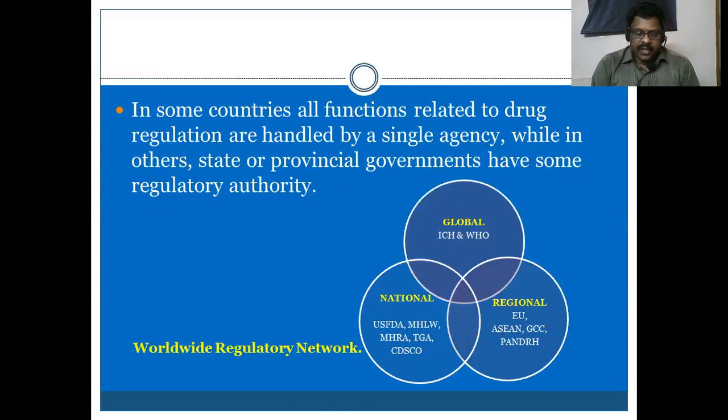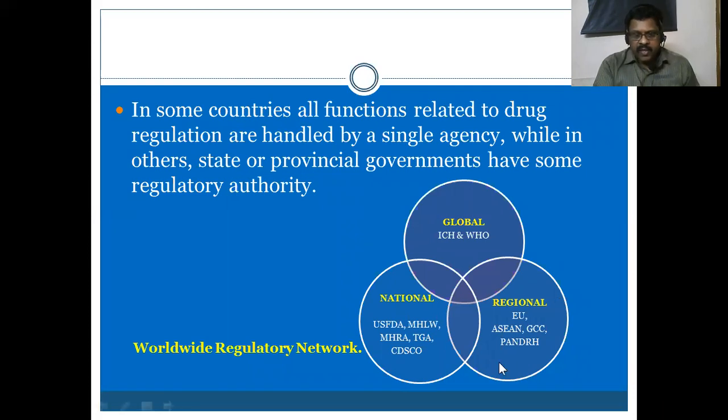Like that, TGA is the regulatory agency of Australia. The full form is Therapeutic Goods Administration, TGA. CDSCO, we all know, is the regulatory agency of India. That is the Central Drugs Standard Control Organization. CDSCO is the regulatory agency of India. And then apart from this, we have regional regulatory agencies.